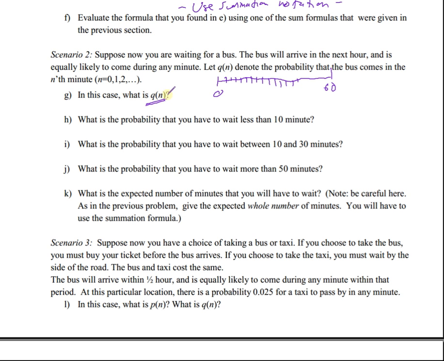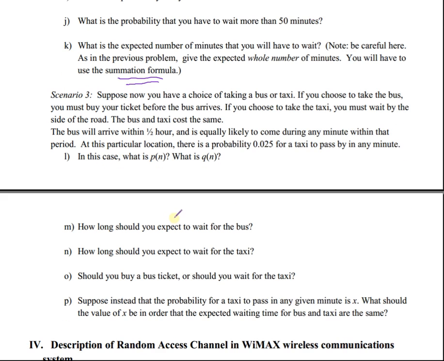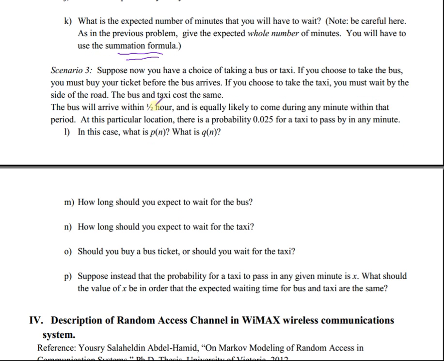Now remember, only one bus arrives during the hour. So we don't have to worry about multiple buses arriving in the hour. Only one bus will arrive in the hour. And then here I want you to evaluate some different probabilities and also the expected number of minutes. This one you get using the summation formula. In scenario 3, I want you to compare an alternative. You have a choice of taking the bus or taxi, and they cost the same. You're supposed to choose which one you should take.